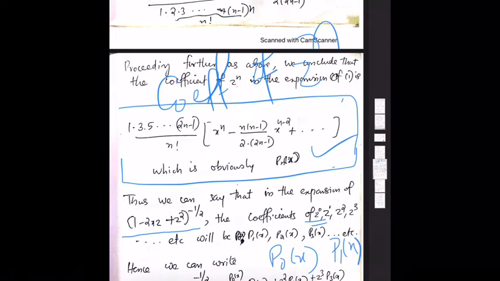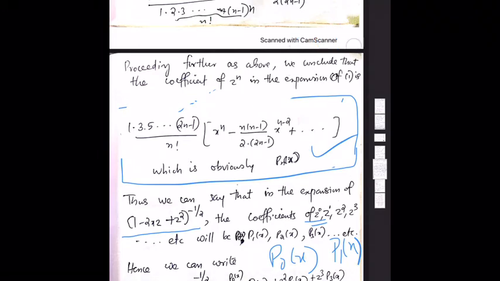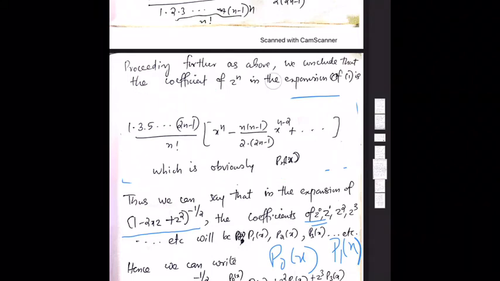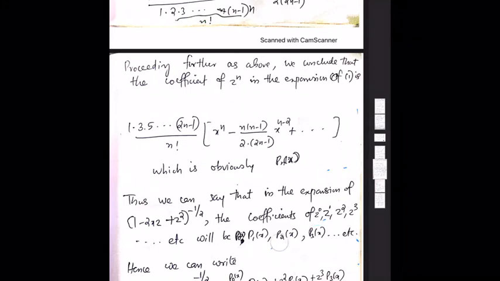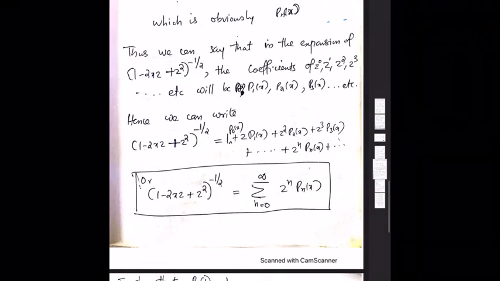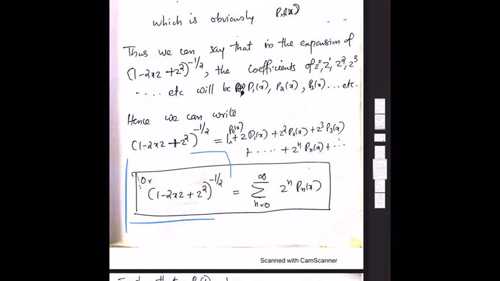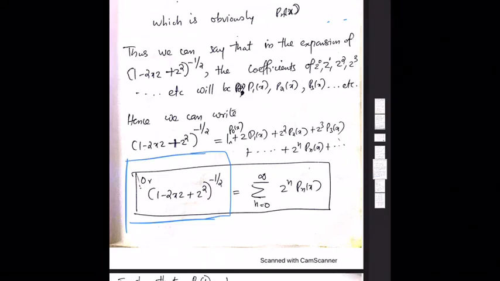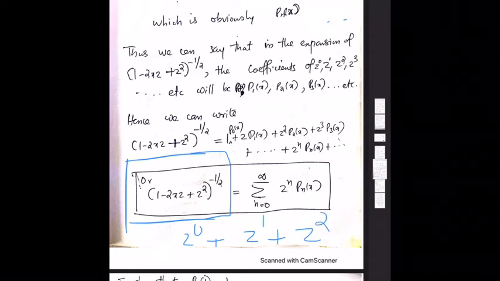So the coefficient of z raised to 0 will be P0 of x, the coefficient of z raised to 1 will be P1 of x, and the coefficient of z raised to 2, P2 of x, up to z raised to n, Pn of x. As you expand 1 minus 2xz plus z squared to the power minus half, that will contain various powers of z. It will contain z raised to 0, z raised to 1, z raised to 2, z raised to 3. The coefficient of z raised to 0 will be P0 of x, coefficient of z raised to 1 will be P1 of x, and this will be P2 of x.